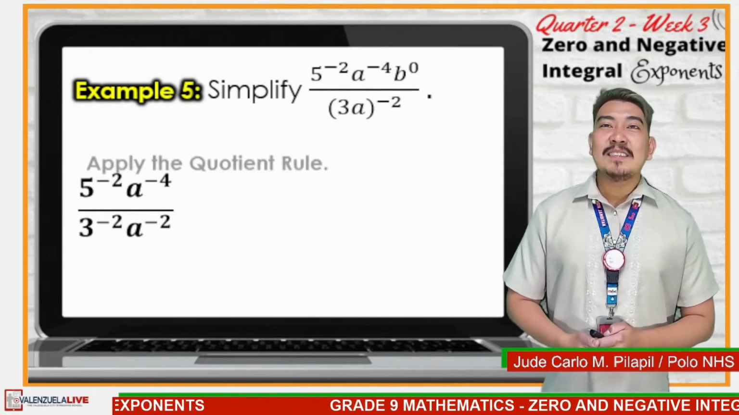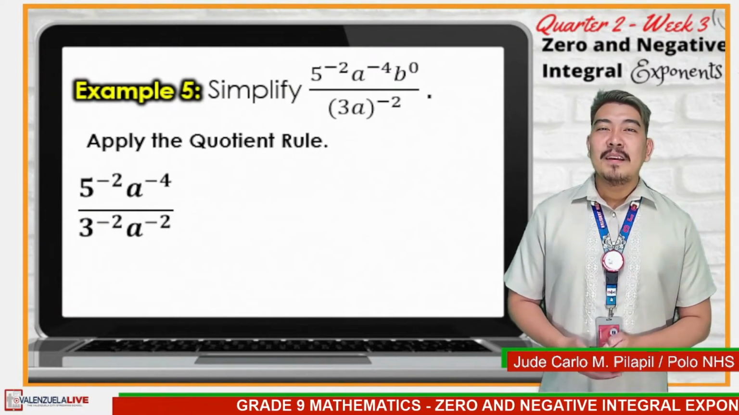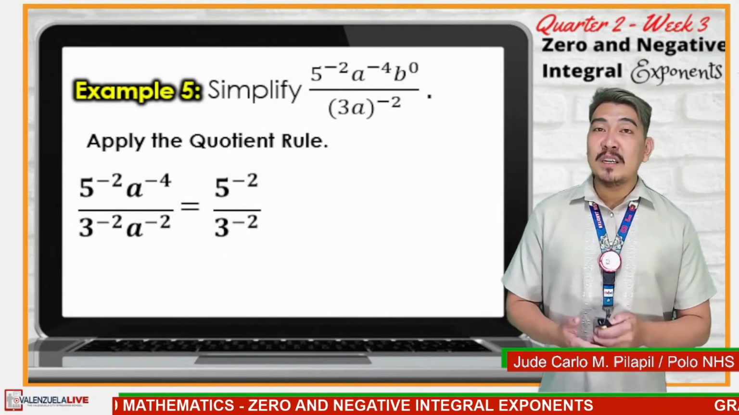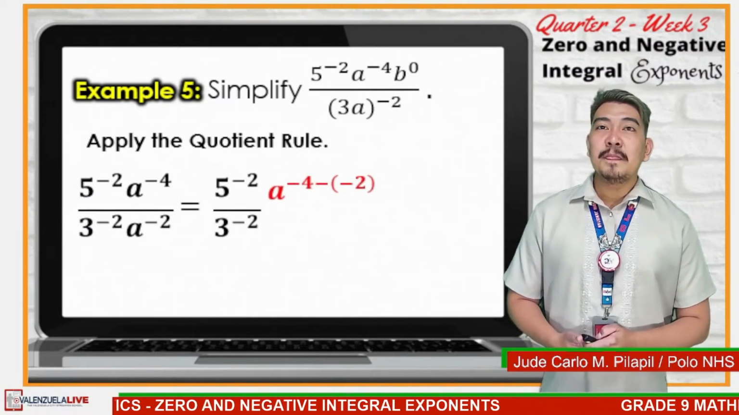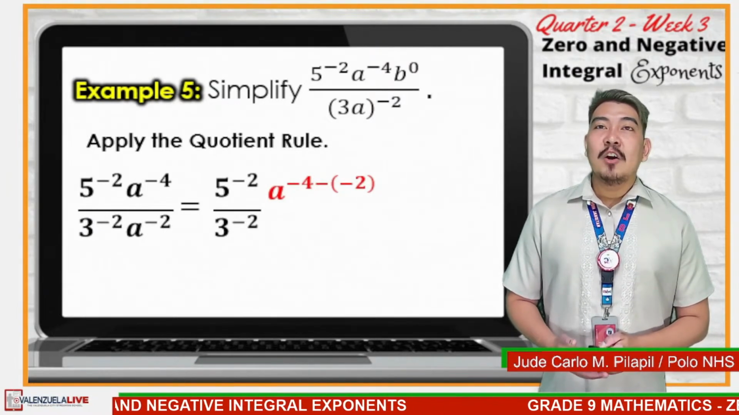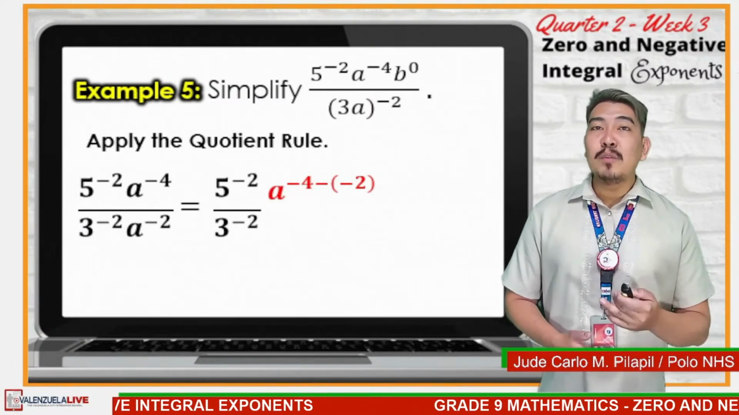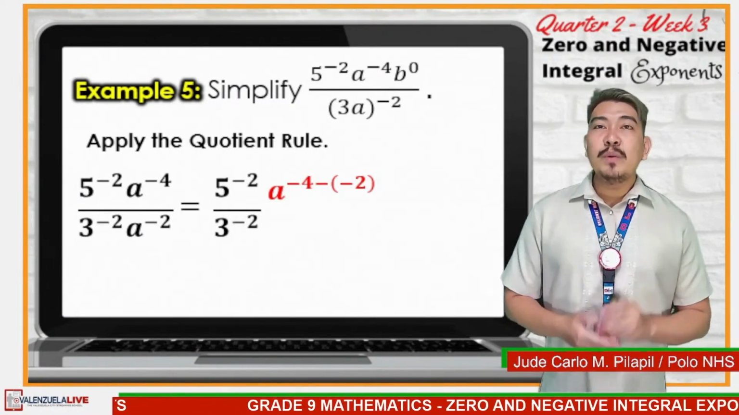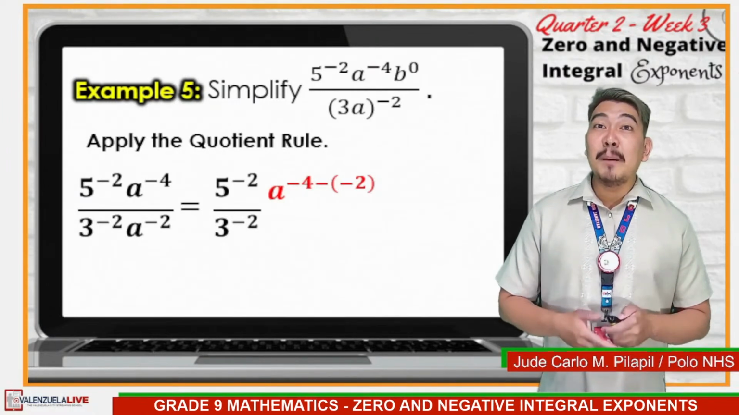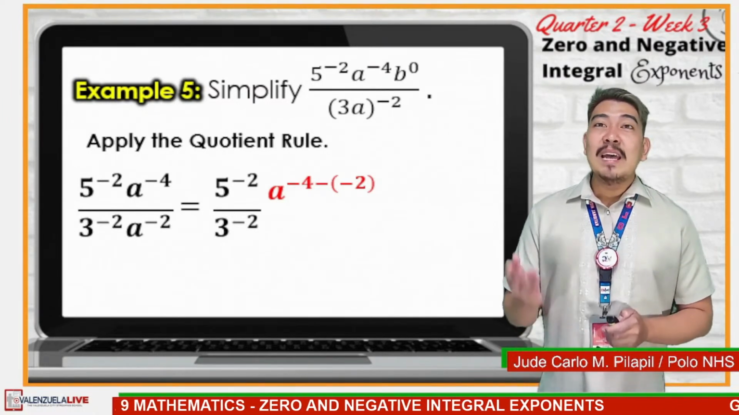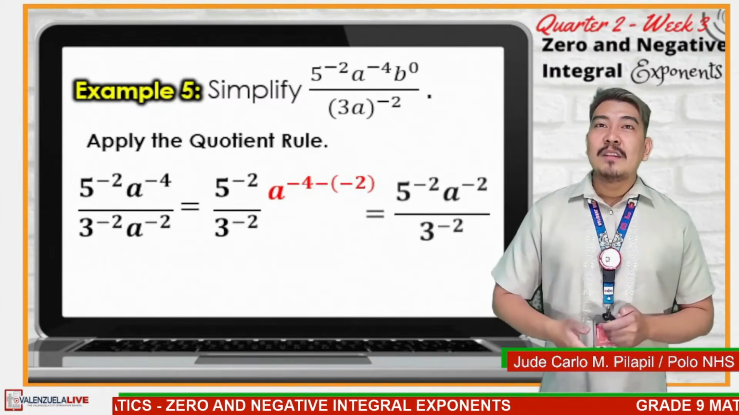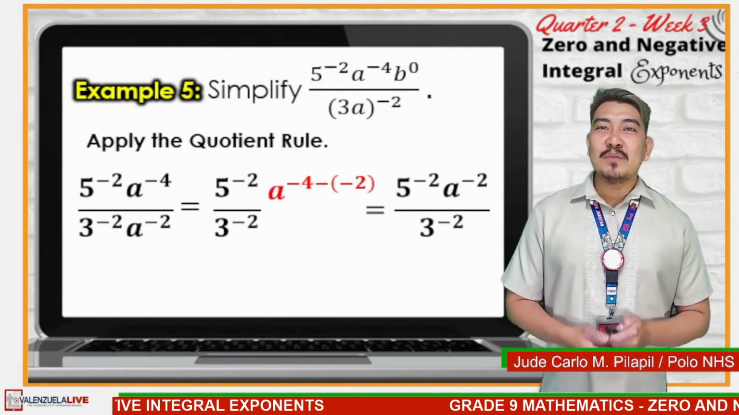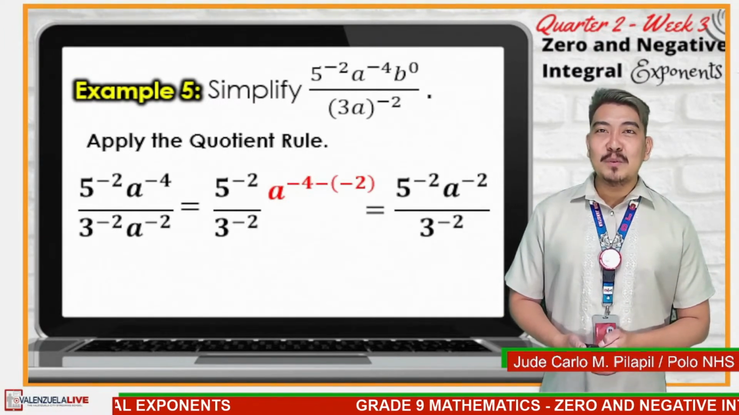From this, let us apply the quotient rule. The common base is a. So we copy first 5 raised to negative 2 over 3 raised to negative 2. And we now have the common base a, wherein the exponents will be subtracted. So we have negative 4 minus negative 2. So we all know that negative of negative 2 will become positive 2. So hence we have negative 4 plus 2. Therefore, it will be 5 raised to negative 2, a raised to negative 2, all over 3 raised to negative 2.